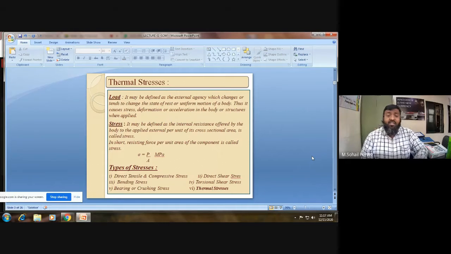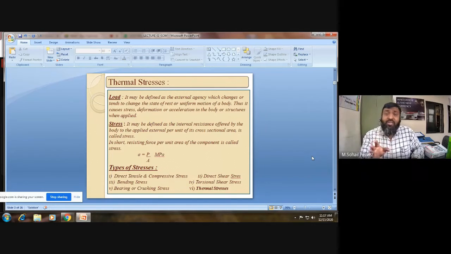Now the next element is bearing or crushing stress. Just understand this point: it is the localized compressive stress. When I say localized compressive stress, it means, for example, I am putting my finger on this mobile flap. The load applied at this point, that is a localized area, and the influence of this force over this localized area is known as crushing stress.